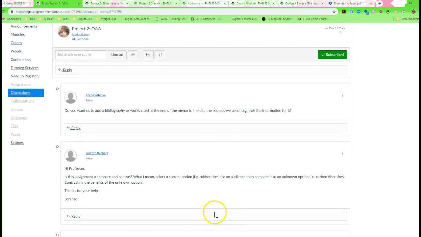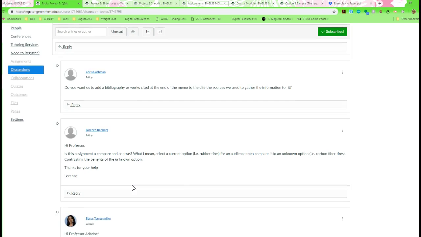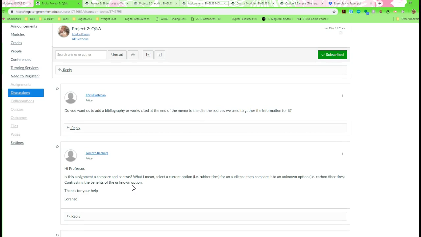Hi, Professor. Is this assignment a compare and contrast? What I mean, select a current option, i.e. rubber tires for an audience, and compare it to an unknown option, i.e. carbon fiber tires, contrasting the benefits of the unknown option. Thanks for your help. No, not really. It's not a compare and contrast.